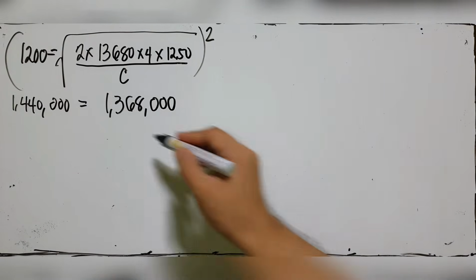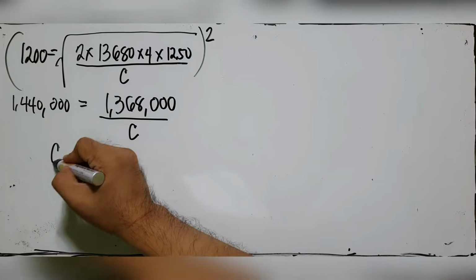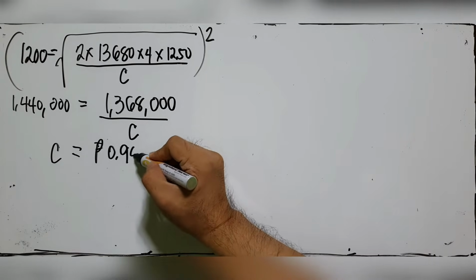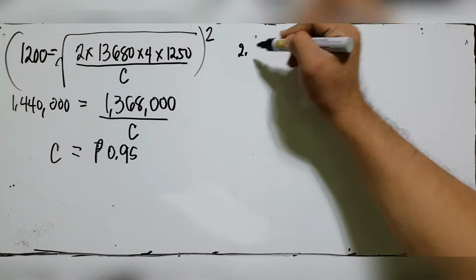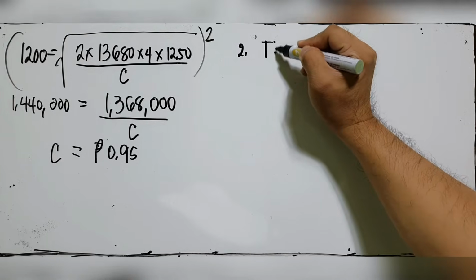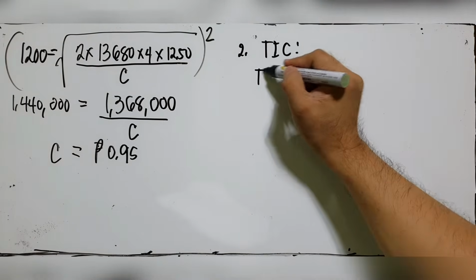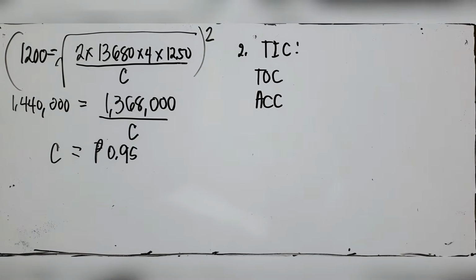Okay? And over C. Therefore, if we compute for C, ilabas ng C, the answer would be 0.95. So that is your carrying cost per unit. The second question is the total inventory cost. So number 2, total inventory cost. So ano meron sa total inventory cost? That is your total ordering cost plus your annual carrying cost.